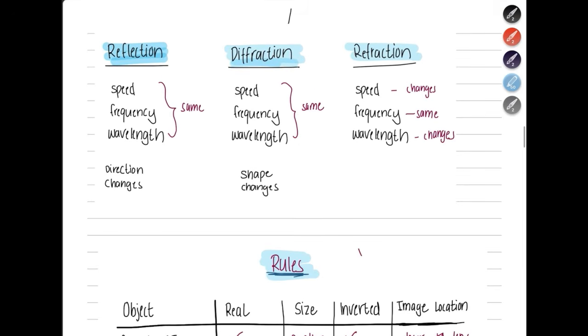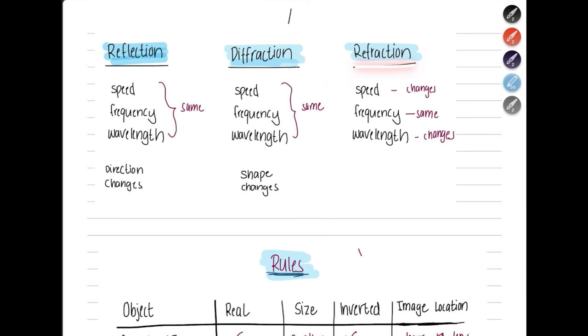What happens? And there is a reflection of waves. Remember, reflection is in the same medium. The medium does not change, so speed, frequency, and wavelength remain the same. It's only the direction that changes, right? Incident and then reflected wave. Then you have diffraction when it's moving through a gap. The shape changes. Remember, the shape changes, right? The speed, frequency, and wavelength are again the same because there is no change in the medium of the wave.